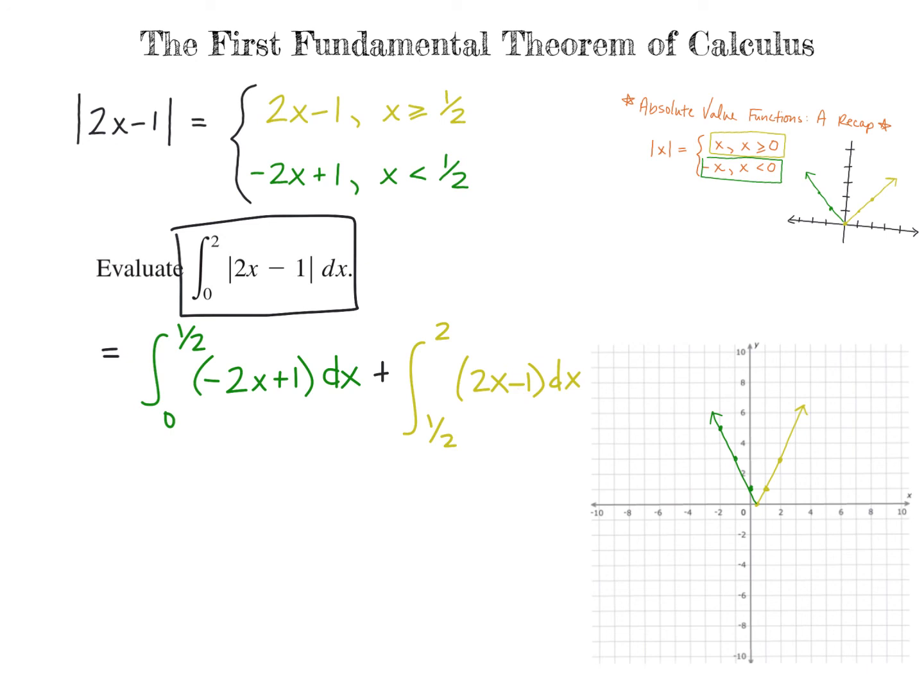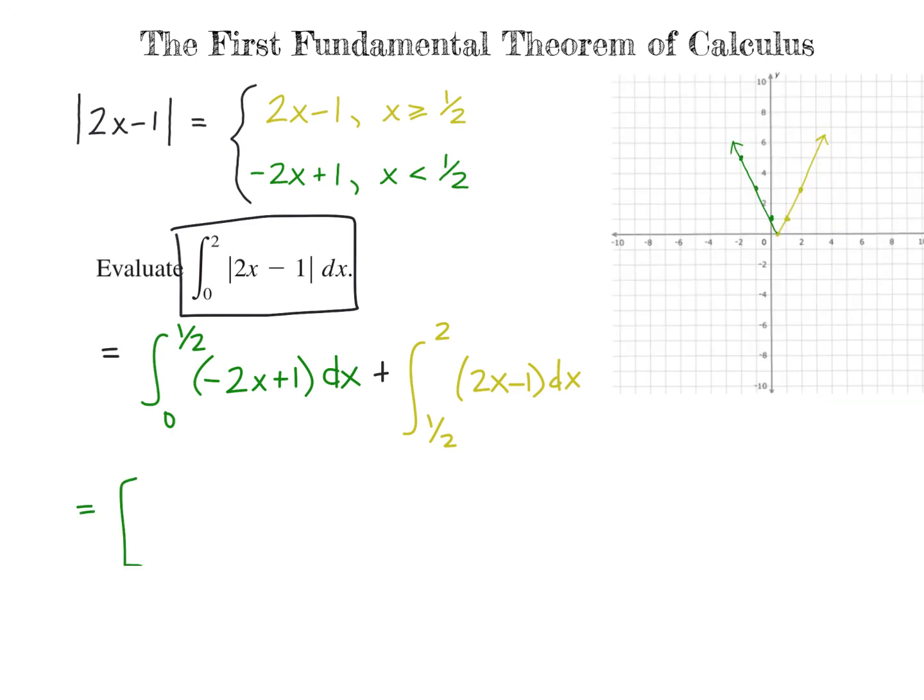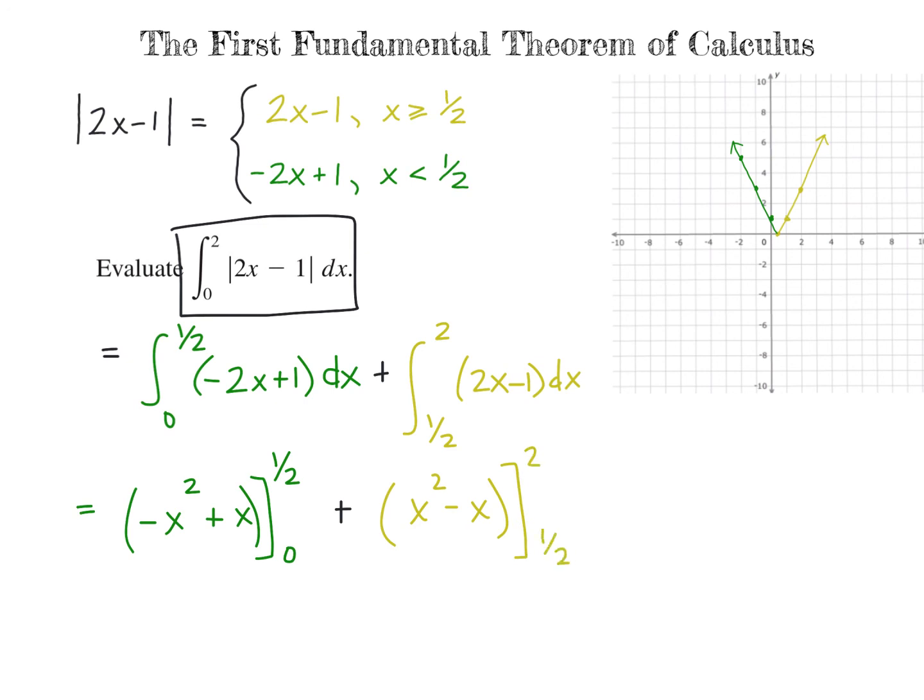Now we can use the fundamental theorem of calculus to evaluate each one. Doing the green integral first, we will use the power rule for integration. So we'll have negative 2x squared, but then dividing by 2, so that'll just give us negative x squared. Then the antiderivative for plus 1 is just plus x. We're going to evaluate that at 1/2 and 0. Then I'm going to add on our integral in yellow. This is a very similar antiderivative in that it's just x squared minus x, and we're going to evaluate that one at 2 and 1/2.